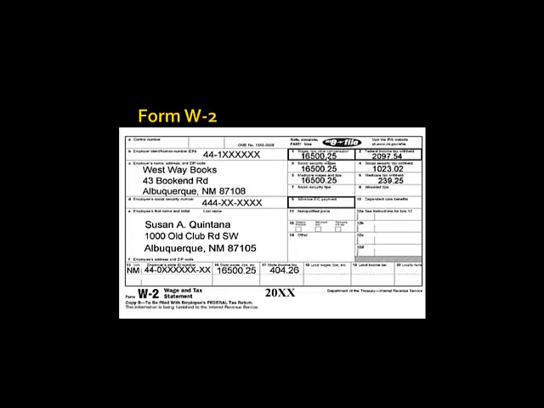All right, this is our wages, tips, and other compensation. This is the amount that we made throughout the entire year. We also have our federal income tax withheld. This is the amount that was withheld from all of our paychecks this year.